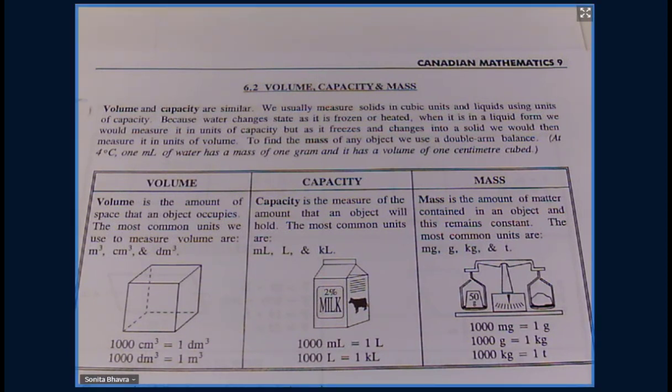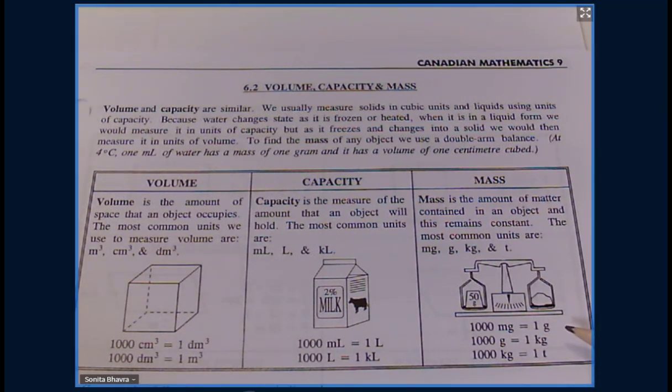And lastly is mass. This is the amount of matter contained in an object, and it remains constant. So the amount of mass that something has is the amount of matter. Most common units are milligrams, grams, kilograms, and tons. For mass, you can usually use a balance to measure the amount of matter in an object. Here it's showing a balance.